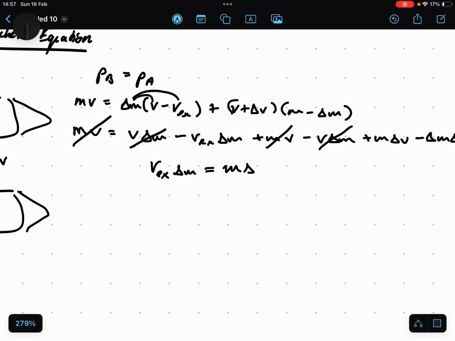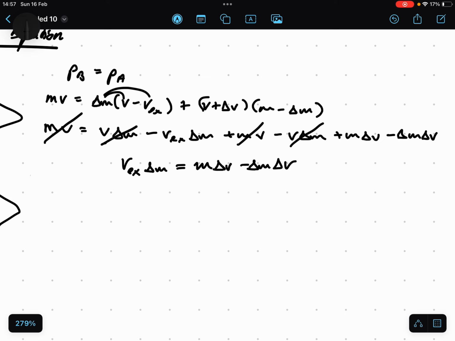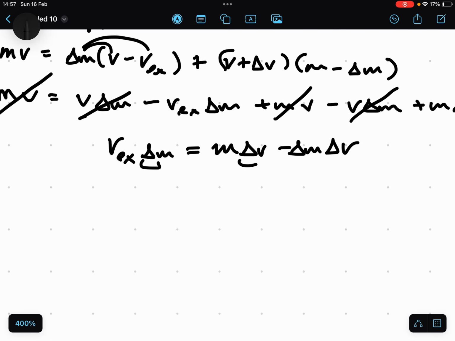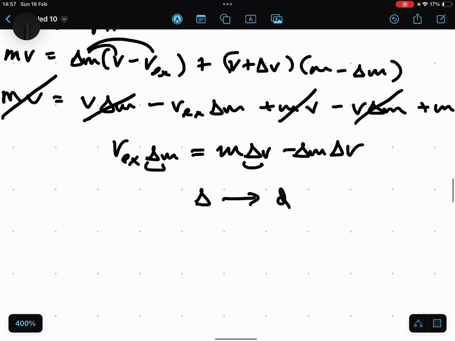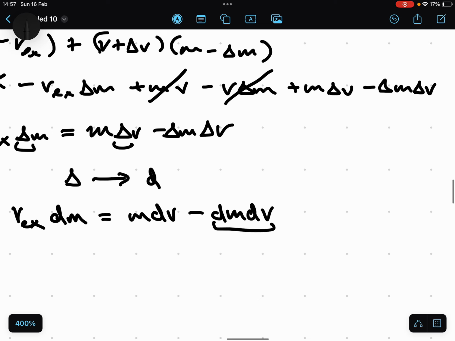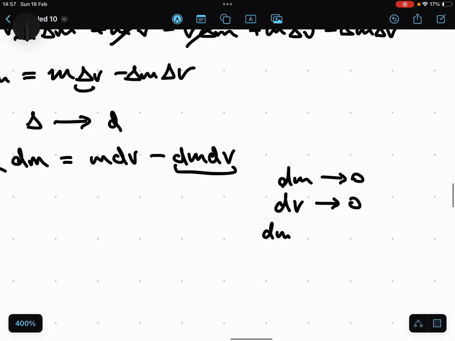And the next step, I think you can see coming, is we're going to do a bit of calculus. So we want to change this delta into a d. We're thinking of a finite change going into a really, really small change. So we're going to have v exhaust dm equals m dv minus dm dv. The interesting thing about this dm dv is that dm goes to 0 and dv goes to 0, which means that dm dv will definitely go to 0. It is not going to be a constant value. It's literally just going to go to 0. So we can ignore it. It's negligible.